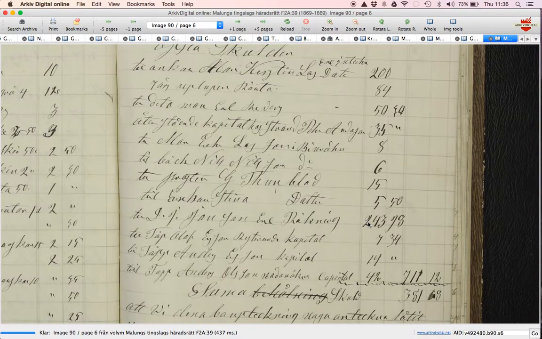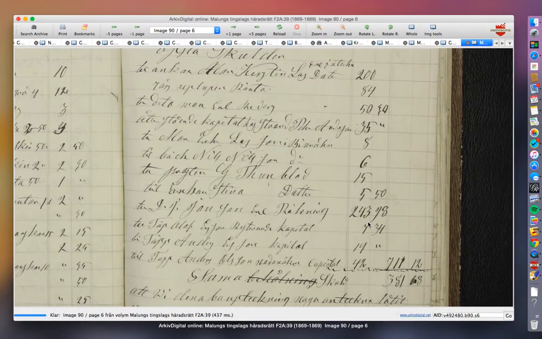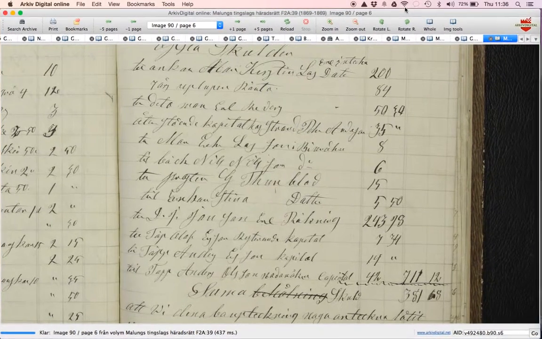So this is an excellent way of learning more about the people. But now we are far away from the soldier craft. So this was my small talk today about investigating Swedish sources.